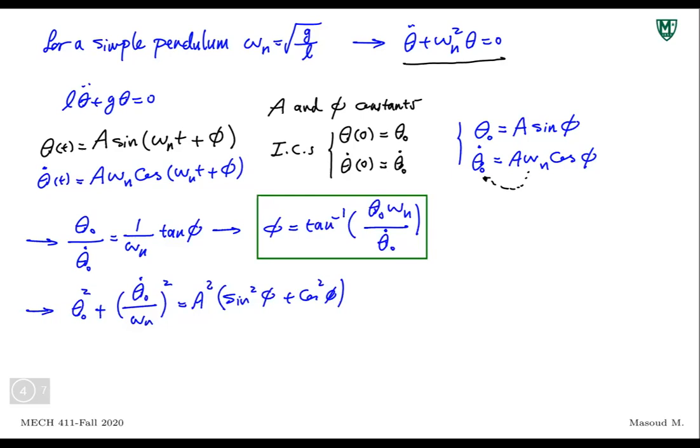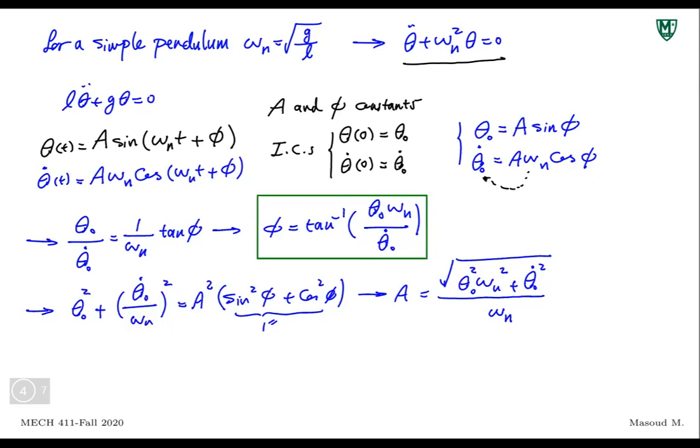Let me see where I am going. Sine squared plus cosine squared is 1. So what I get from here is a. I can actually find the value of a. A becomes the square root of, if I move things around, this would be theta naught squared omega n squared plus theta naught dot squared. Let me just keep this square root on the numerator, divided by omega n. That becomes the value of a.